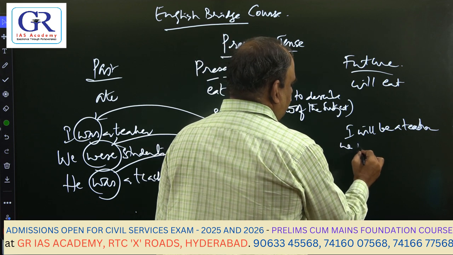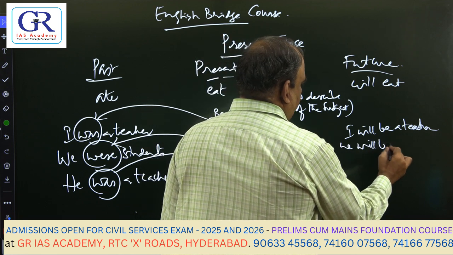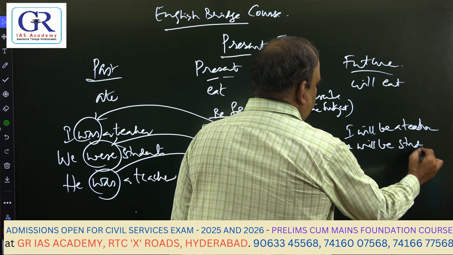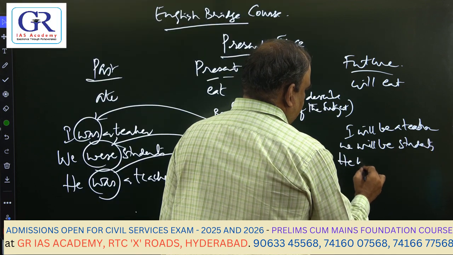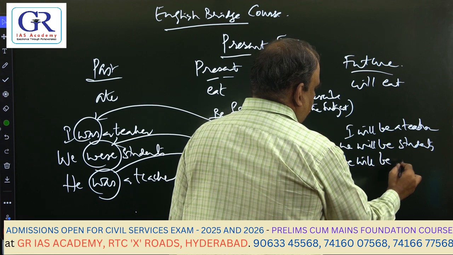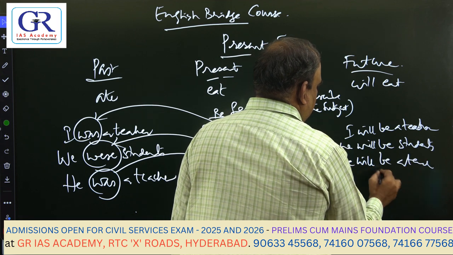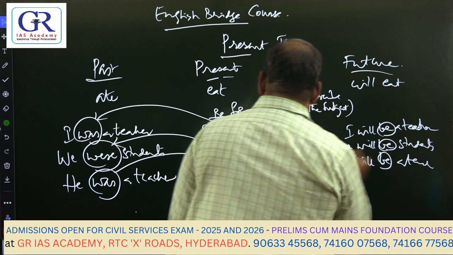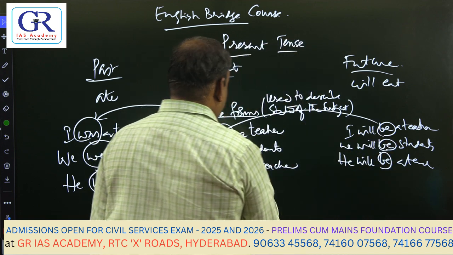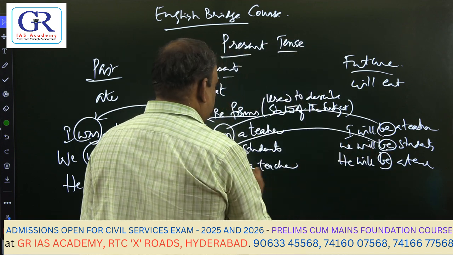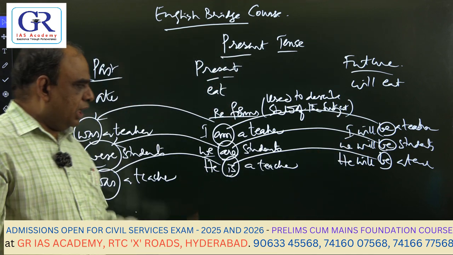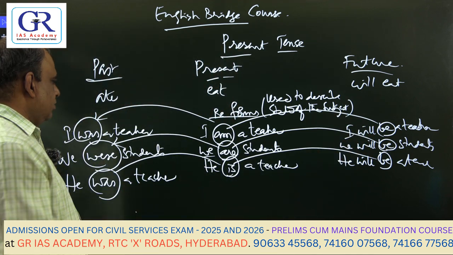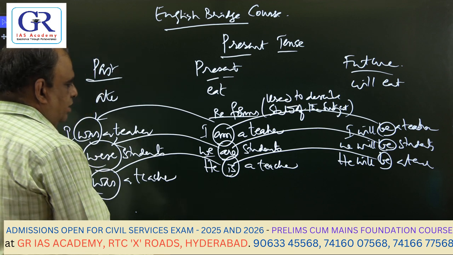We will be students, and he will be a teacher. So in all these cases, it is be which is replacing them. Am is replaced by be, are is replaced by be, is also replaced by be. So altogether, if you look at them, how many of them are there?